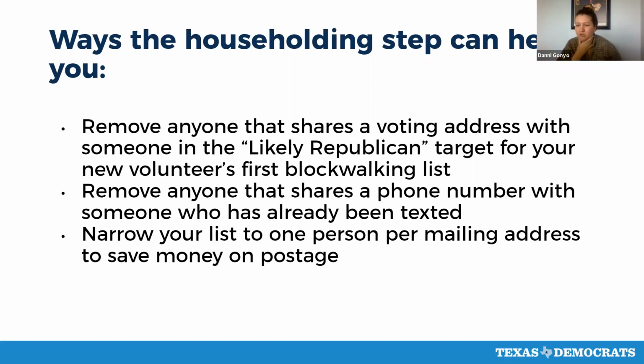Additionally, if you want to make sure your list is householded for mail, basically that means it's just one person per mailing address. You can do that on the list, and you can also do it when you're printing the list for mail as well. We'll talk about that in a few slides. So this is helpful if you are doing some more advanced list work, or if you just have specific use cases that you need. If you want to remove anyone with a Republican address, this is how you do it.